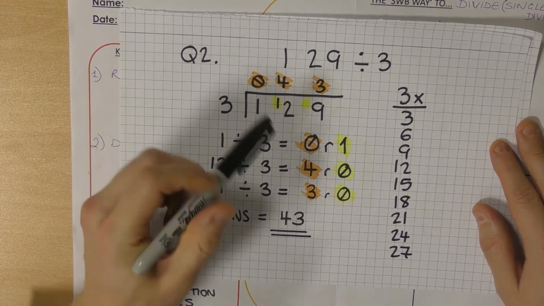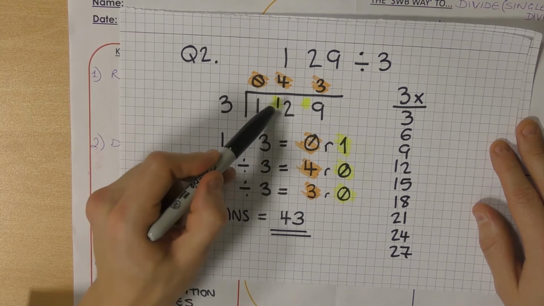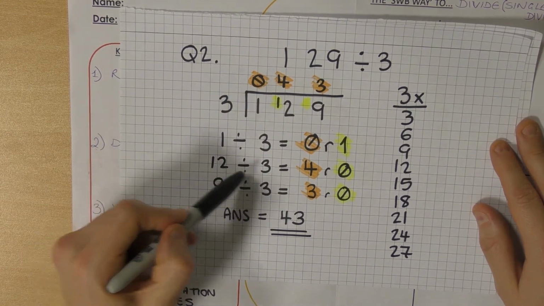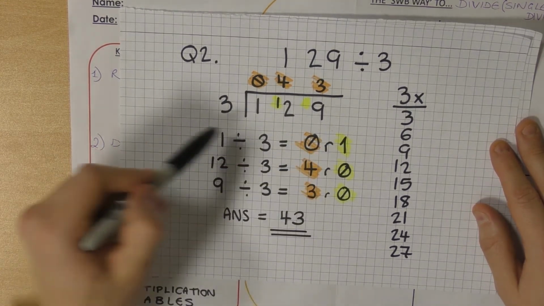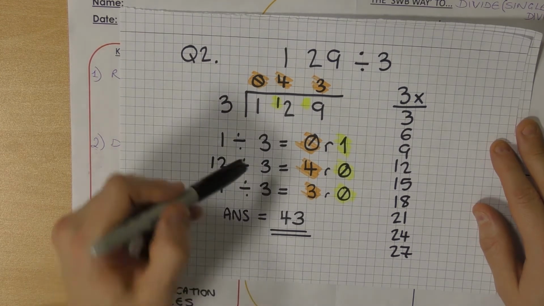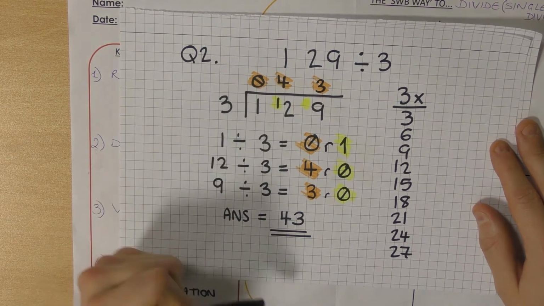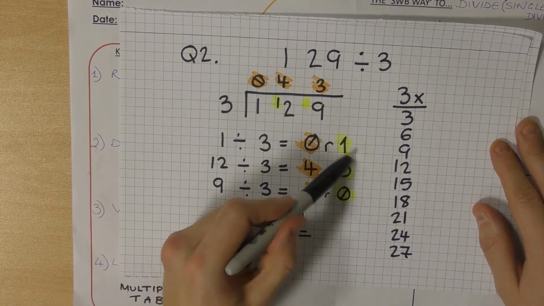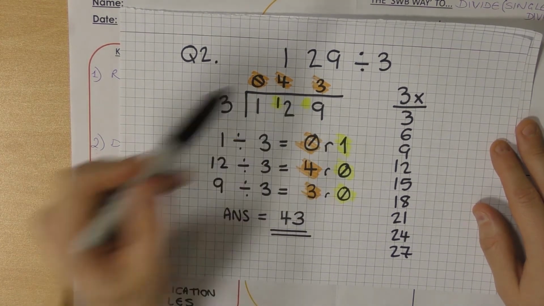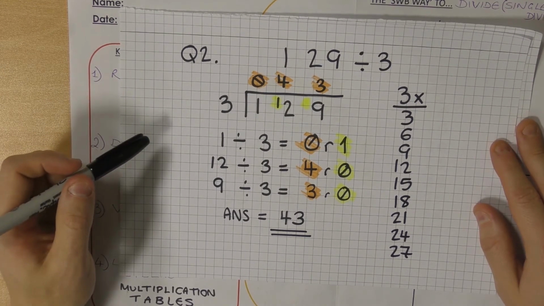When I go into my next column, it's 12 divided by 3. Notice how I'm writing it down to help my memory. 12 divided by 3 is 4 remainder none. The 4 goes above the 12, and because there is no remainder, I don't put 0 there. I just leave it blank.